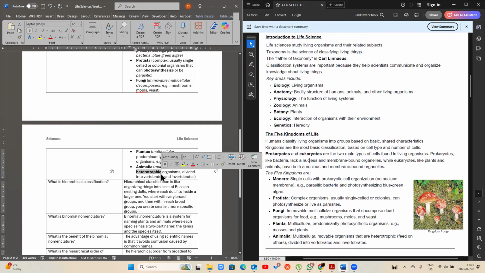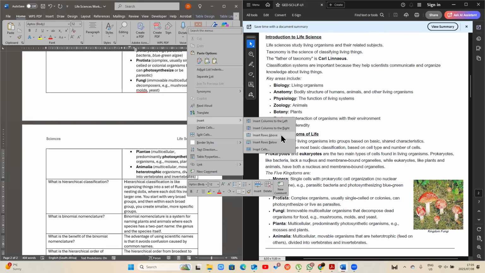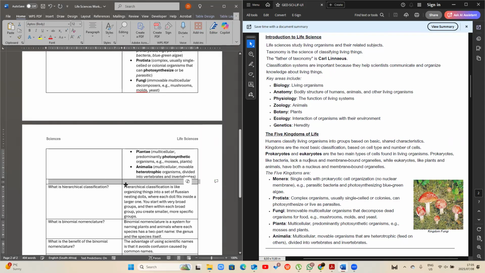Now, heterotrophic, this means, and I'm going to actually add this in at the bottom over here. What is heterotrophic? Just want to make a really important note here.